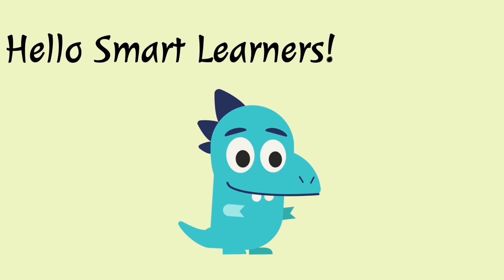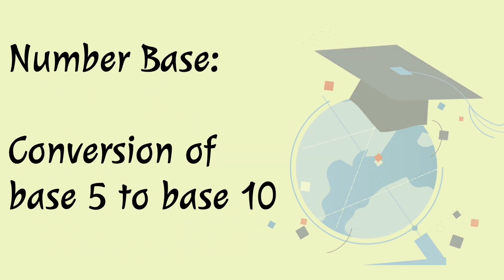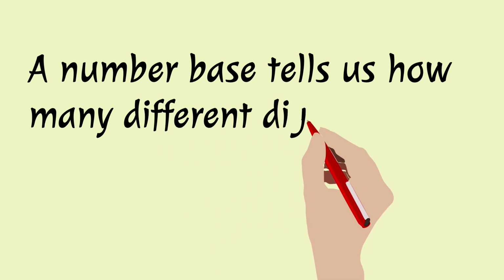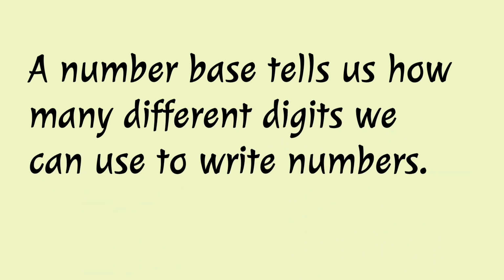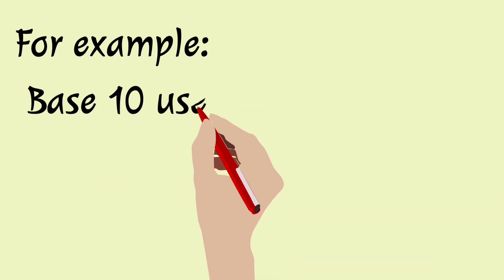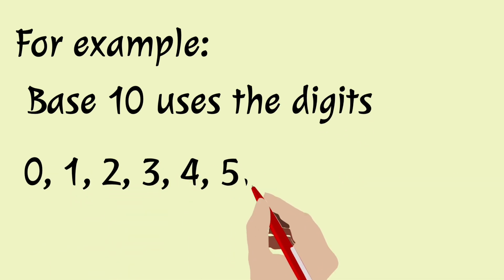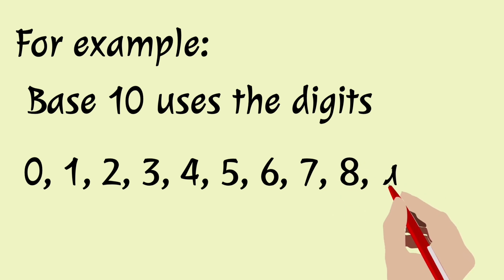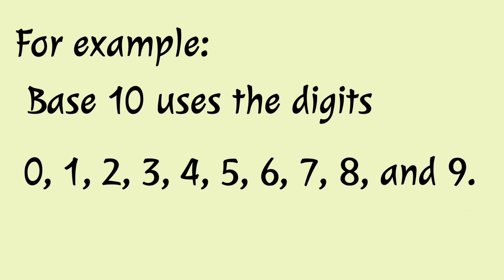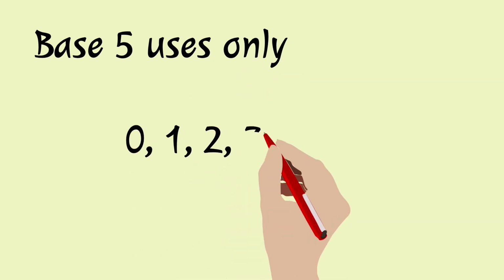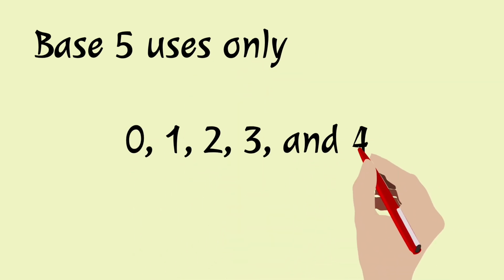Today we're going to learn how to convert a number from base 5 to base 10. Before we start, let's quickly understand what a number base is. A number base tells us how many different digits we can use to write numbers. For example, base 10 uses the digits 0, 1, 2, 3, 4, 5, 6, 7, 8, and 9. Base 5 uses only 0, 1, 2, 3, and 4.